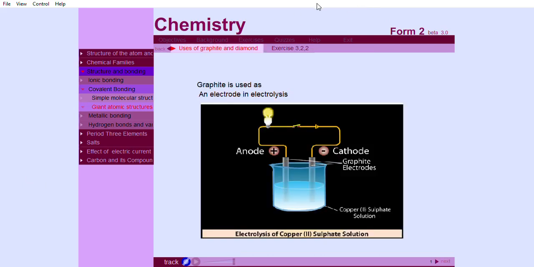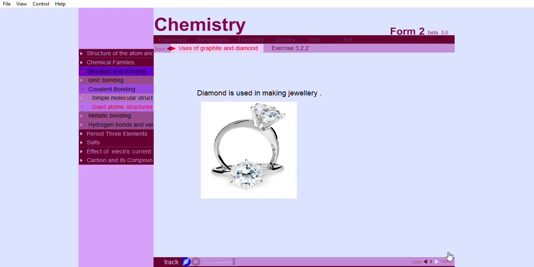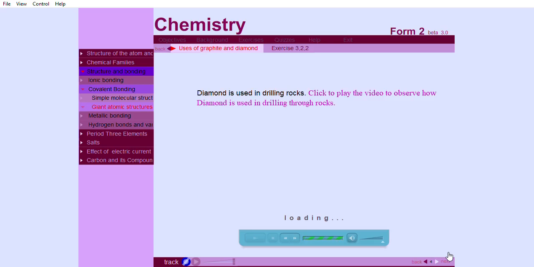Graphite is used as an electrode in electrolysis. As a lubricant, this is because it is greasy and has a slippery feel. Diamond is used in making jewelry. Diamond is used in drilling rock.